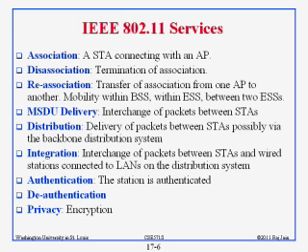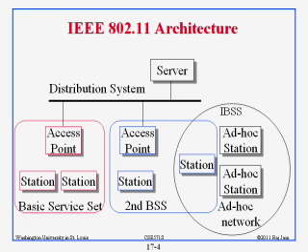Integration. Interchange of packets between the STAs and the wired connection station. So integration means you are not just limited to wireless, you could talk to people who are not on the wireless. This server is not on the wireless, but it is reachable by any unit here, right? Because it is going through the distribution system and then going to the wired network.